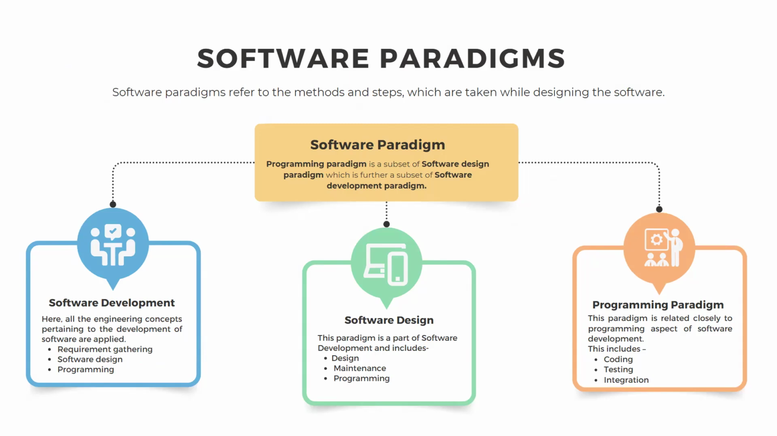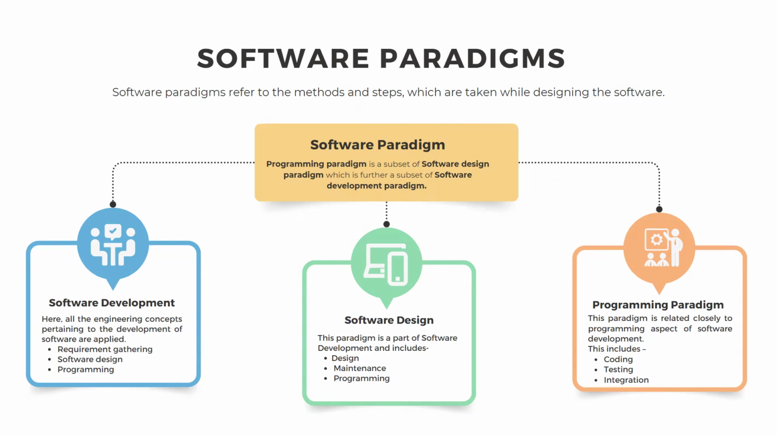Then comes the designing part, or the software designing part, which includes the designing, maintenance, and programming of the requirement. So once this requirement gathering is done, once the idea is taken, it will be conceptualized and implemented by the software designing team, where they will design the software, they will maintain the software after the development, and they will do the necessary coding of the program.